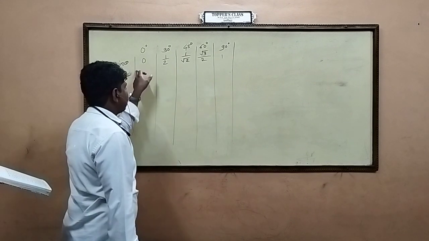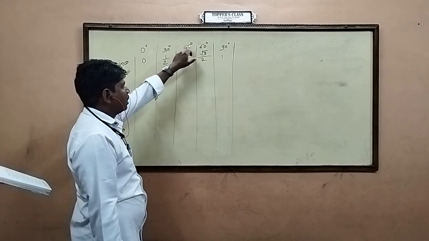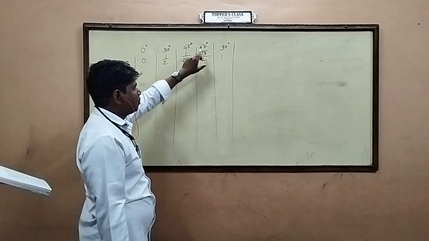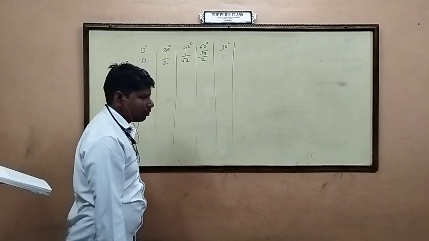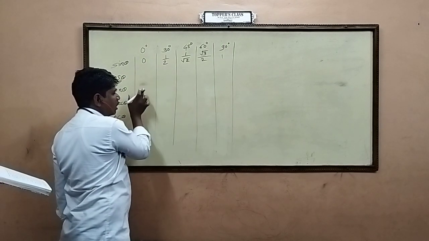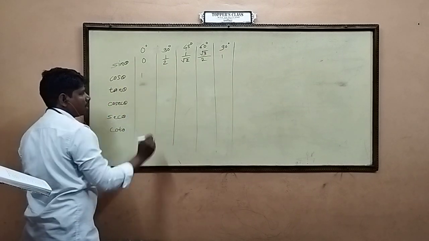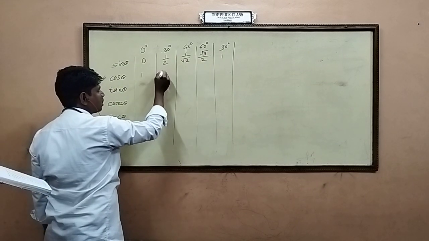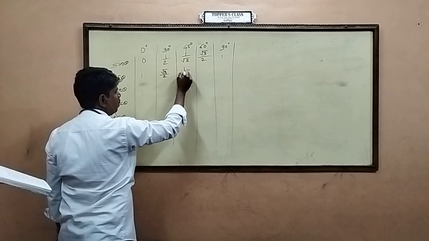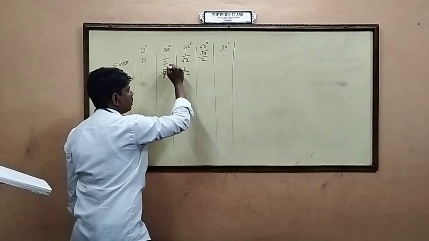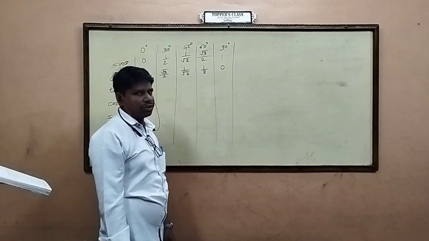You just have to remember these values: sine 0 is 0, sine 30 degrees is 1 upon 2, sine 45 degrees is 1 upon square root 2, sine 60 degrees is square root 3 upon 2, and sine 90 degrees is 1. Now for cos theta, we can easily write it in reverse: for 90 degrees write 0... for 60 degrees it is 1 upon 2, for 45 degrees 1 upon square root 2, for 30 degrees square root 3 upon 2, and for 0 degrees the value is 1.